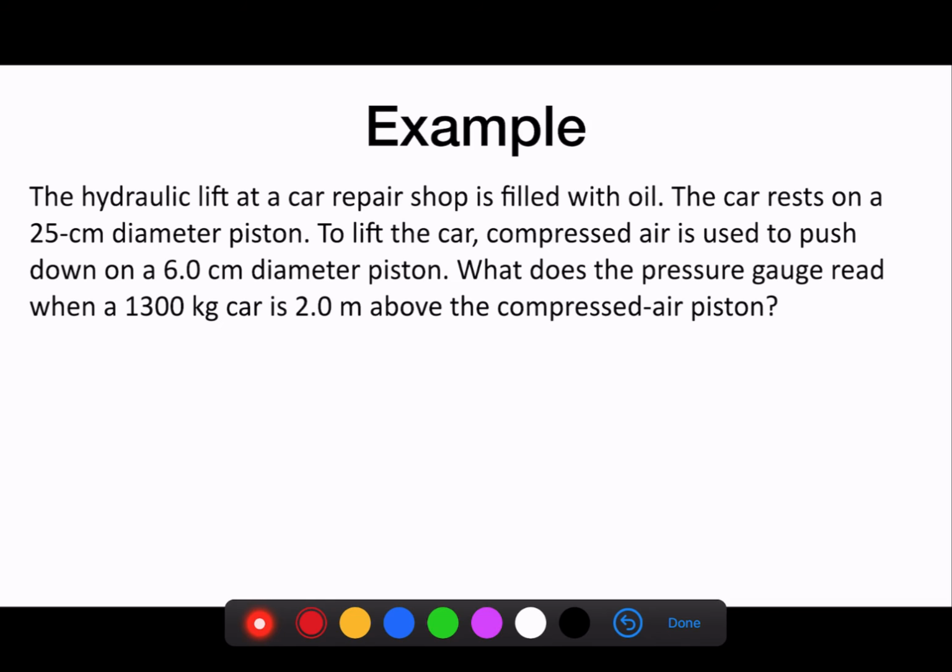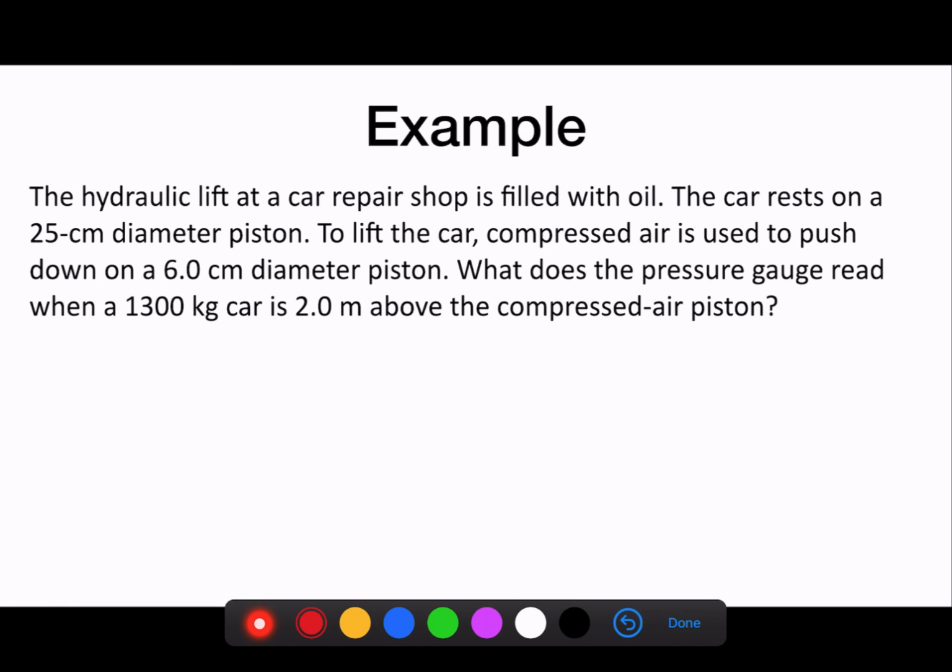The hydraulic lift at a car repair shop is filled with oil. The car rests on a 25 centimeter diameter piston. To lift the car, compressed air is used to push down on a 6 centimeter diameter piston. What does the pressure gauge read when a 1,300 kilogram car is 2.0 meters above the compressed air piston?